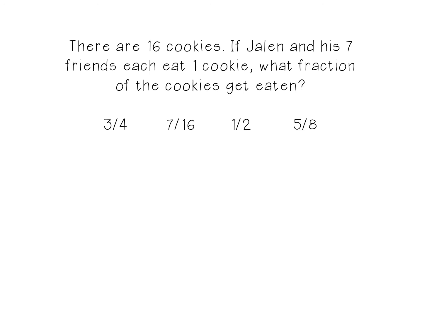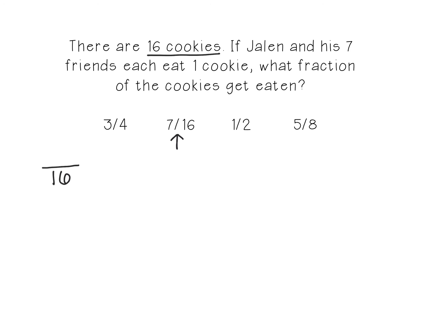The next question says, there are 16 cookies. If Jalen and his 7 friends each eat 1 cookie, what fraction of the cookies get eaten? So let's start by setting up our fraction. I know that the denominator needs to be 16 because there were 16 total cookies. But let's look at the numerator. I might be tempted to choose 7 over 16 because the denominator is the same, but I need to look closely at what the numerator will be.